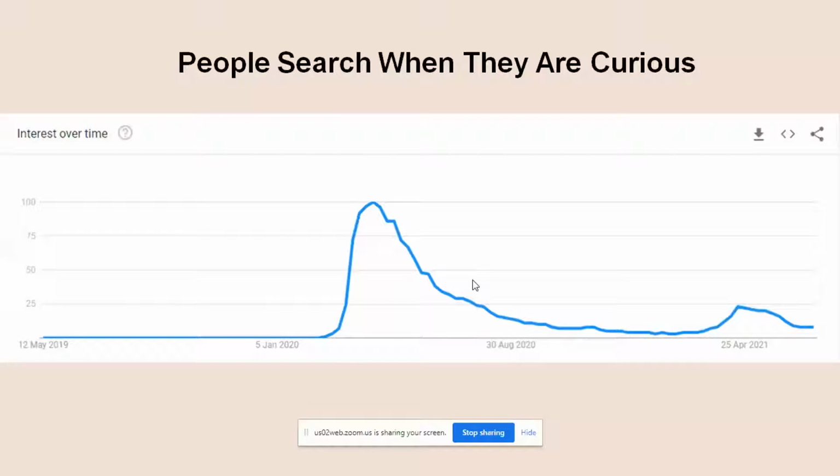Now people are also searching when they are curious. For example, this is the graph of COVID-19, how people were searching about COVID-19. I started from 2019, of course it was not there, but you can see the spike here, right? It was around March 2020. Suddenly people started asking a lot of questions related to COVID-19.